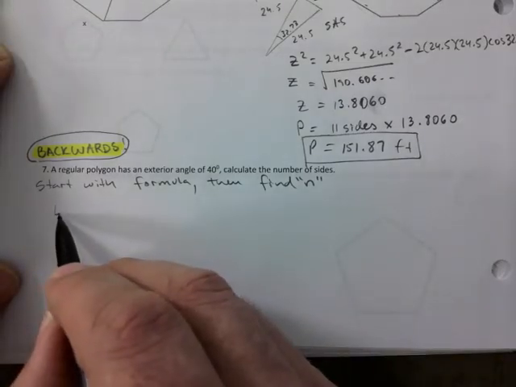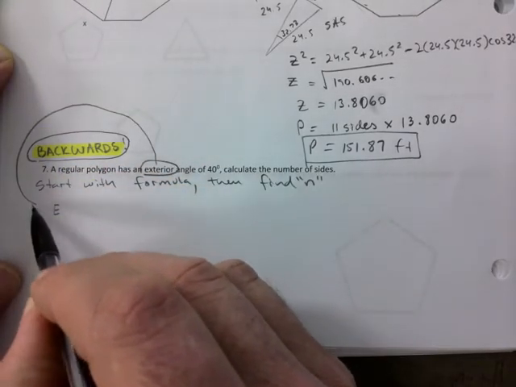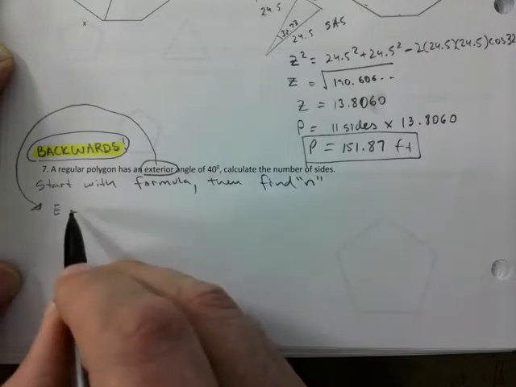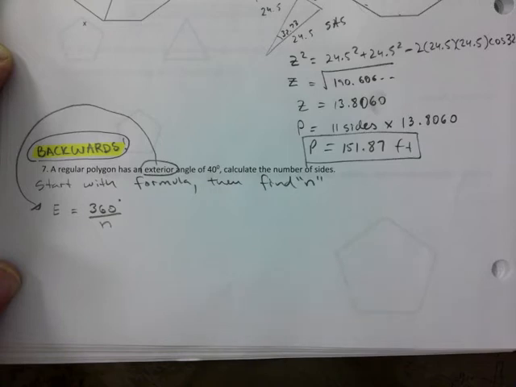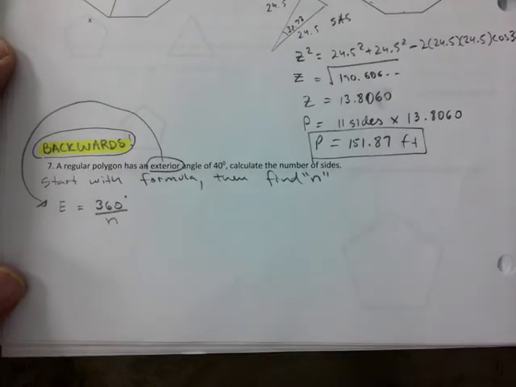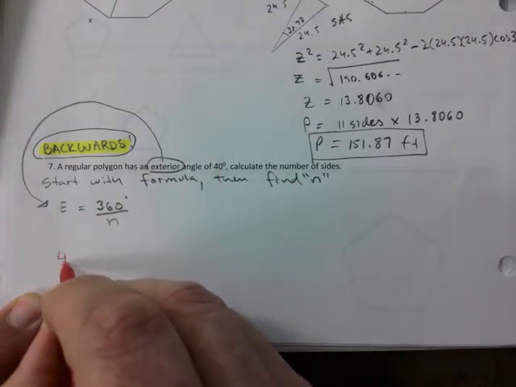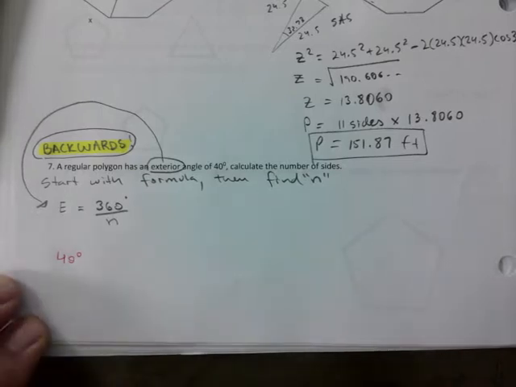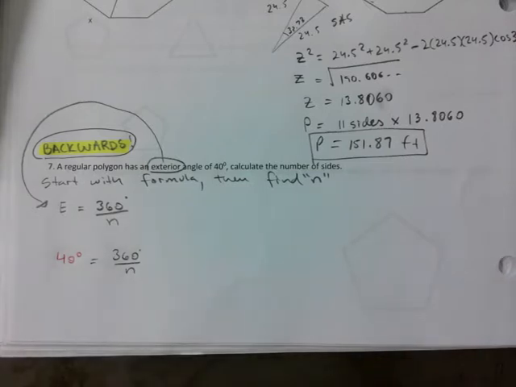So the formula for exterior angle, this word right here tells you that you have to use the formula. Exterior angle is 360 degrees over n. And then substitute in. I will use a red pen for that part. The 40 goes in for exterior angle, and this is 360 over n. Don't guess with these ones. I don't want you to just say, I think n is about 10, or 9. I want you to show those steps. So substitute in.